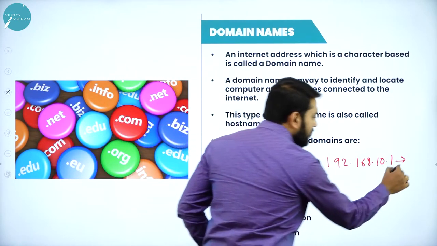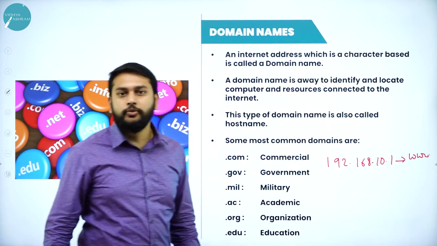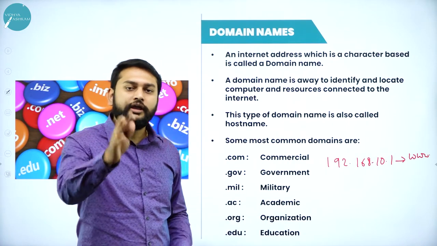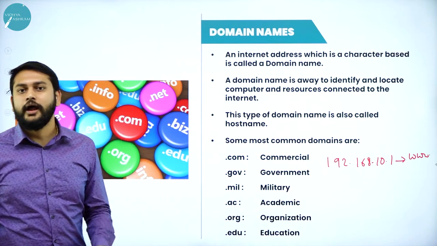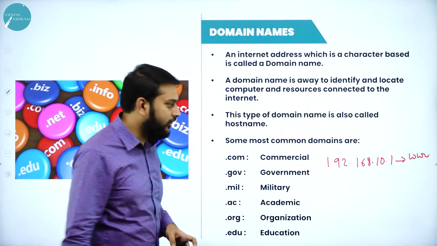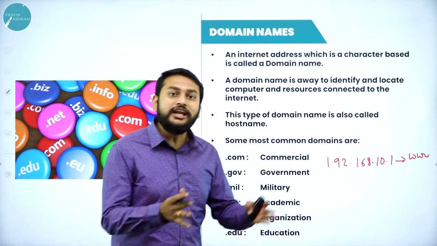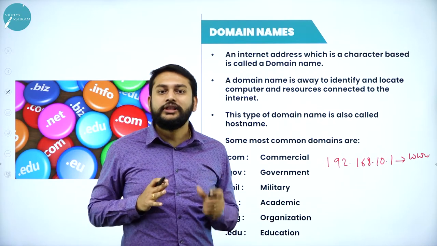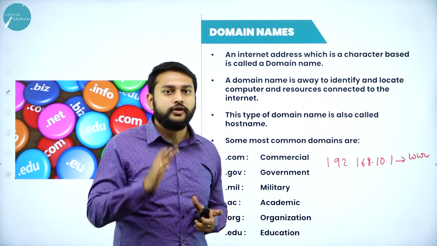For example, www.google.com. Google, or whatever name you want, you can give. What is that .com, sir? That is actually the domain. You're giving the name, Google, for this, but which category it belongs to is what you're trying to classify with the help of the domain names. That is what you need to understand.